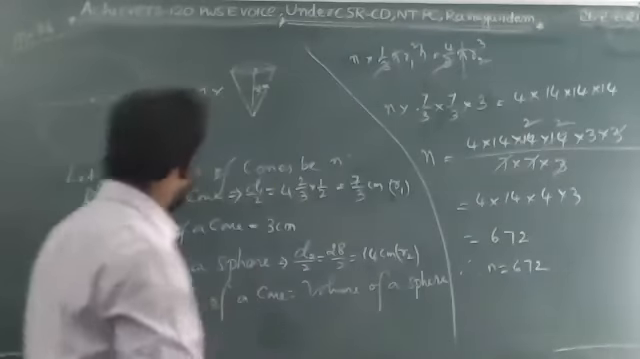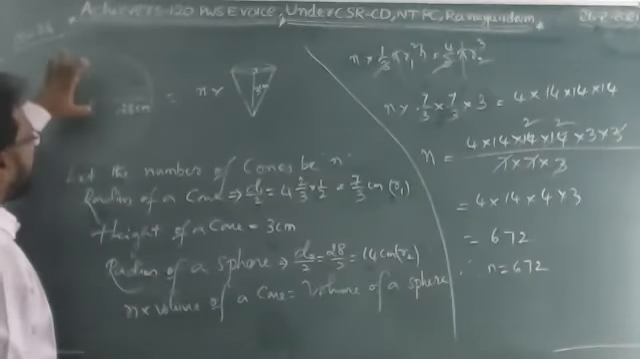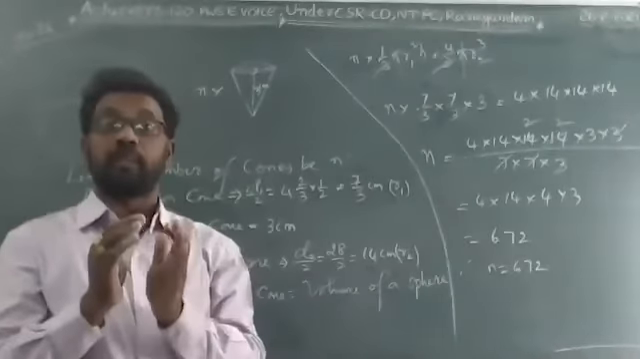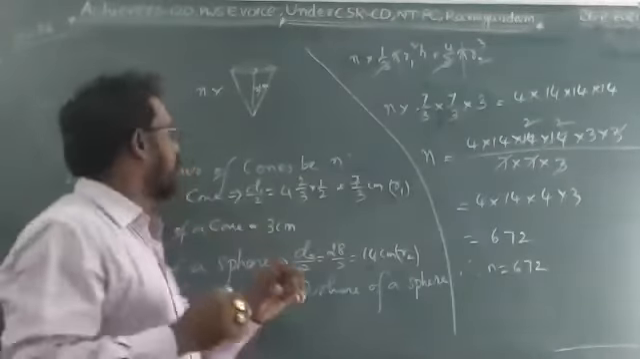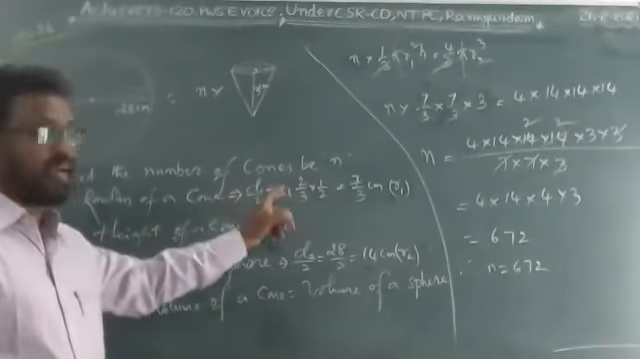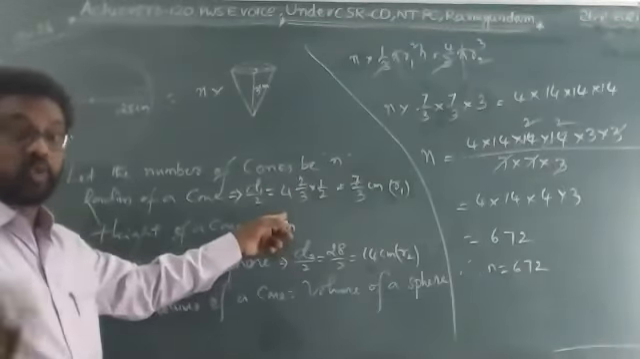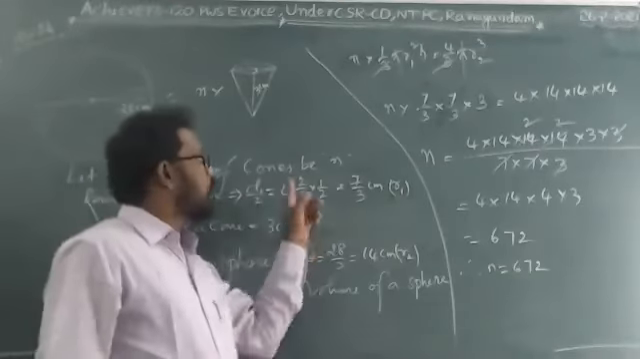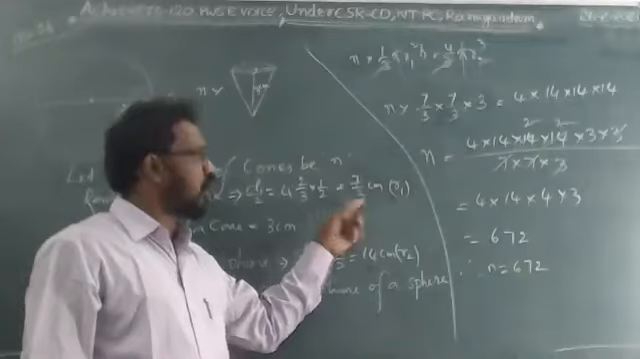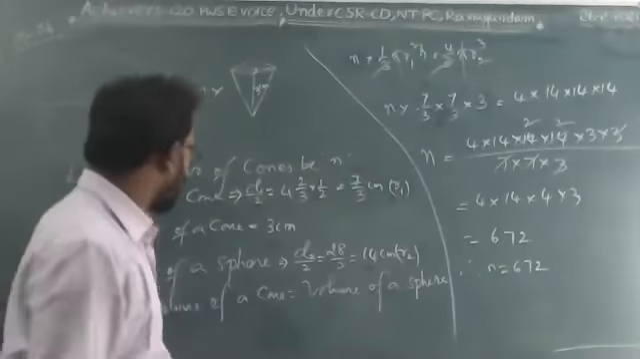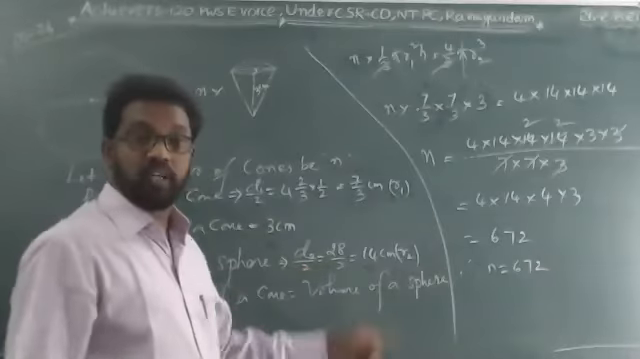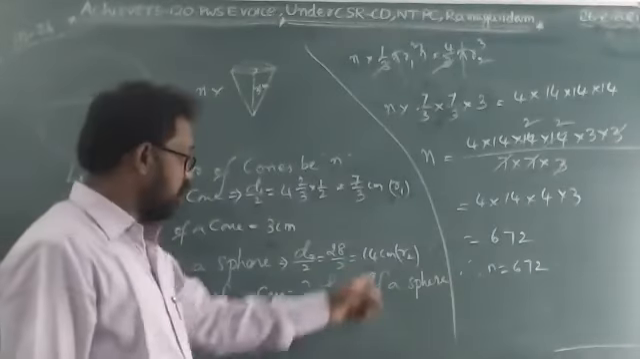Fine. Once again, this total sphere is recast into small cones. But how many small cones were prepared? We don't know. So let us take n into something. The radius of a cone: the given value is the diameter, not radius. So diameter by 2, so 42 by 3 by 2, nothing but 14 by 3 by 2. That is nothing but 7 by 3 centimeters, which is R1. The height of a cone is given, and the radius of a sphere, again d by 2, 28 by 2 is 14. You will get it correct.